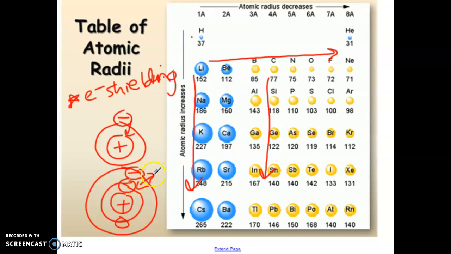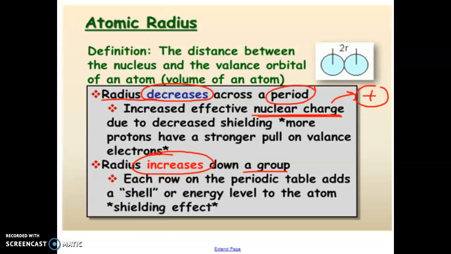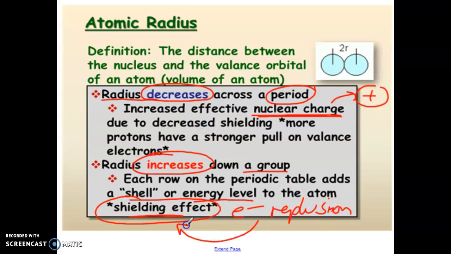That way they're further apart from one another. So that's called a shielding effect. Each row on the periodic table adds a shell or energy level to the atom, which causes an increase in electron repulsion. The proper terminology for that electron repulsion is that it's creating a shielding effect.